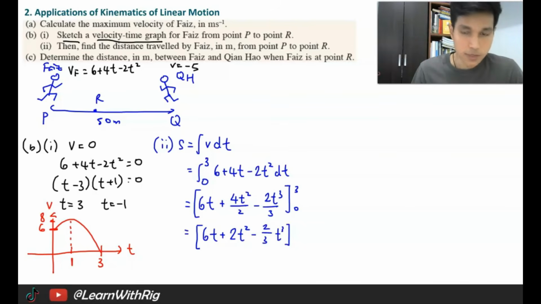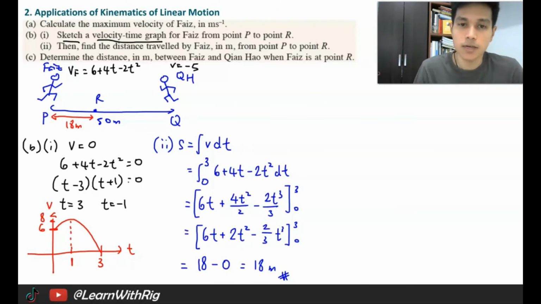Okay, so you can straight away just substitute 3 and 0. I don't have much space here, so I'm just going to straight away write the answer. So you will get 18 minus 0, so your answer is 18 meter. Okay, so the total distance traveled by Far East is 18 meters. So that means from here to here is 18 meter. Okay, from point P to point R, he traveled 18 meter.